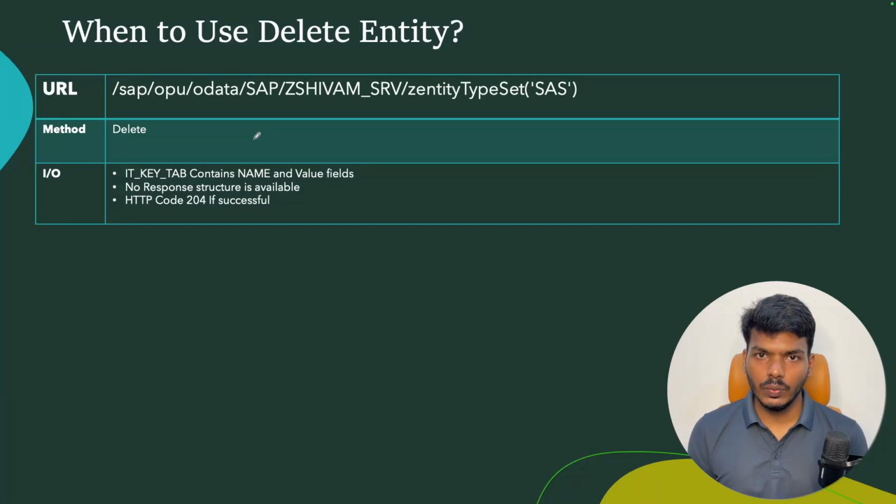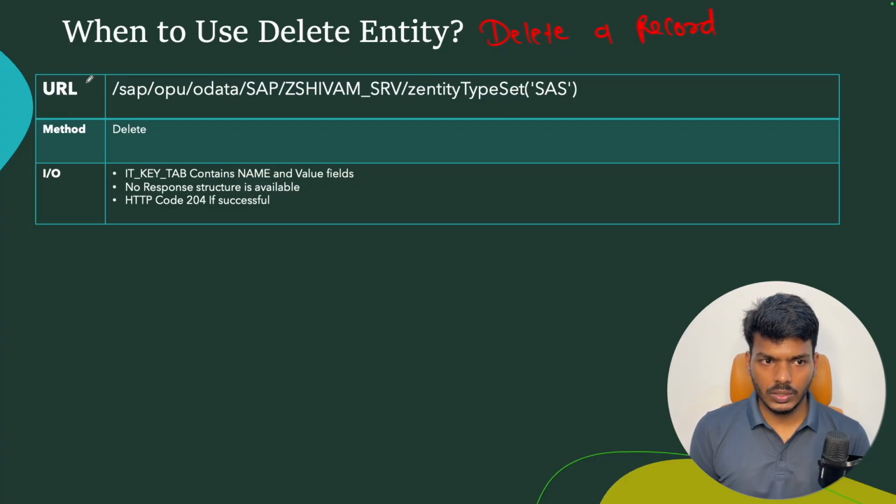Hi team, in this video we will see how you can implement the delete option for your OData API by redefining the delete entity method of the DPC extension class. Okay, so let's get started. Again we have the same question, when to use delete entity? Whenever you want to delete a record from the database, you will go for delete entity.